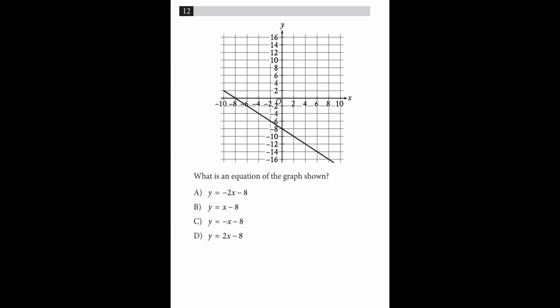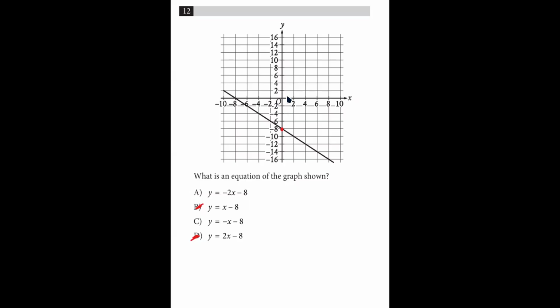Okay, so for question 12, which is an equation of the graph shown, we have an intercept at -8, so all these integers work. And then for our slope, we have a negative slope. So this has a positive slope, and this has a positive slope. So it's between -2x and -x. And then for the graph, these markers are spaced 2 apart, and the same thing goes for our y.